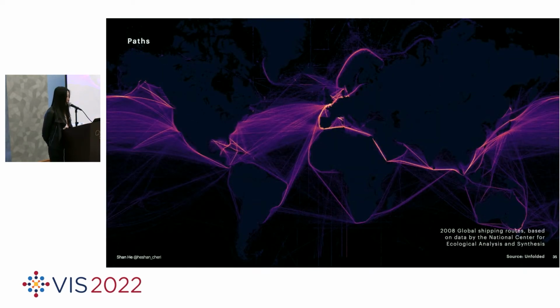We use this type of path visualization to show trajectories, right? This is a trajectory map showing all the global shipping routes based on the data by the National Center for Ecological Analysis and Synthesis. This type of visualization is really fun because instead of showing the actual ocean or the continent border, you can tell by looking at how this path connects and wraps around Africa, goes between the Pacific, and goes between the Atlantic.